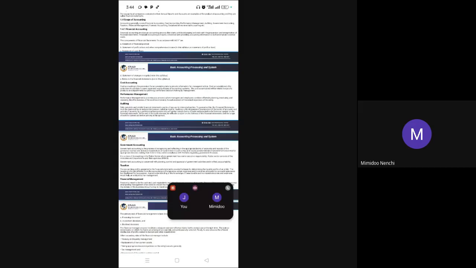Performance management is a continuous process where managers and employees combine efforts in planning, monitoring, and reviewing the effectiveness of the workforce towards the achievement of the overall objective of the entity. It is something we do on a continuous basis. Are we together?